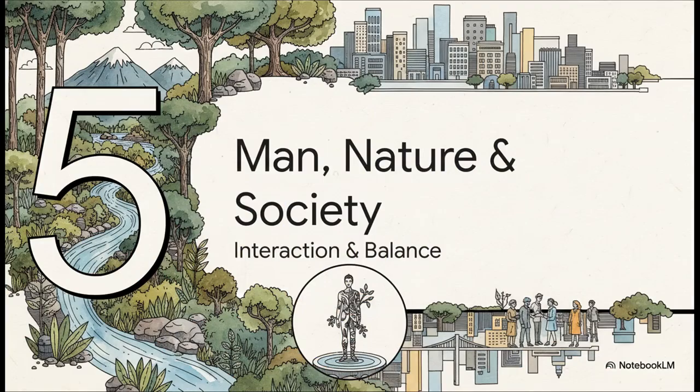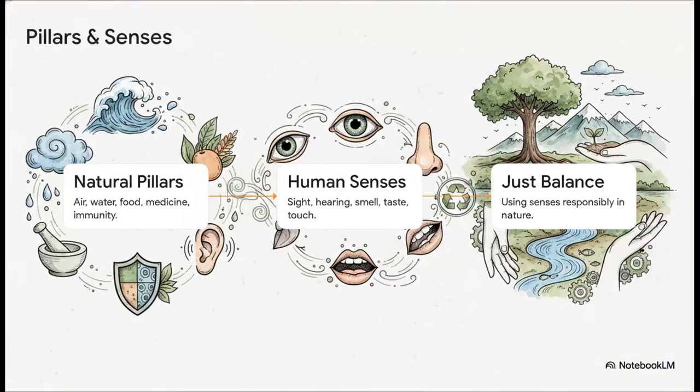Let's dive into Section 5, man between nature and society. Okay, so once a human is actually intellectually and culturally liberated, how do they interact with their environment and their community? The author brilliantly connects our physical existence directly to our moral duties. Think about it. We rely on 5 natural pillars for survival: air, water, food, medicine, and immunity. And to secure these, we're equipped with 5 physical senses: sight, hearing, smell, taste, and touch.